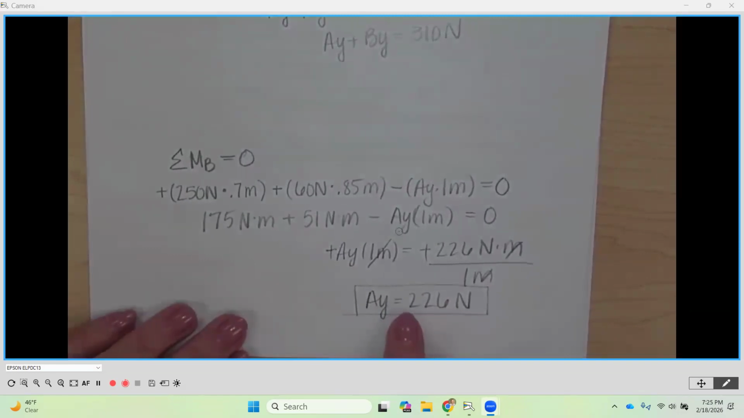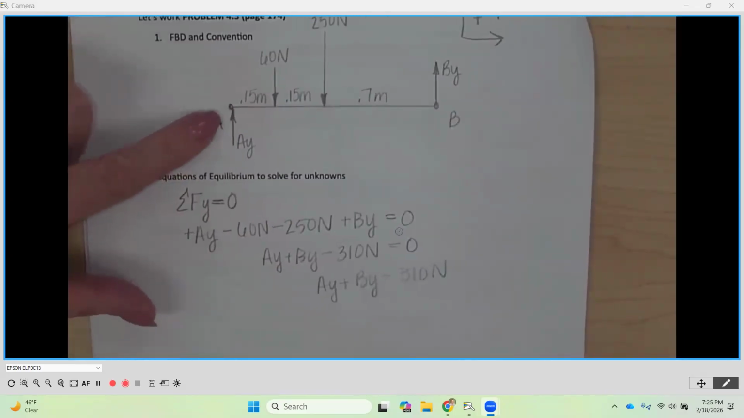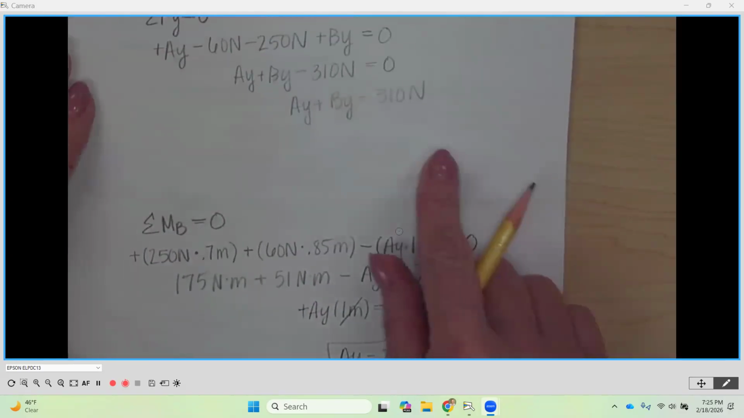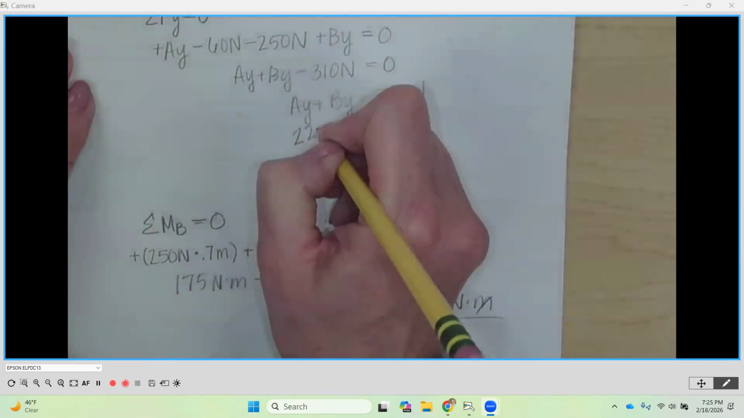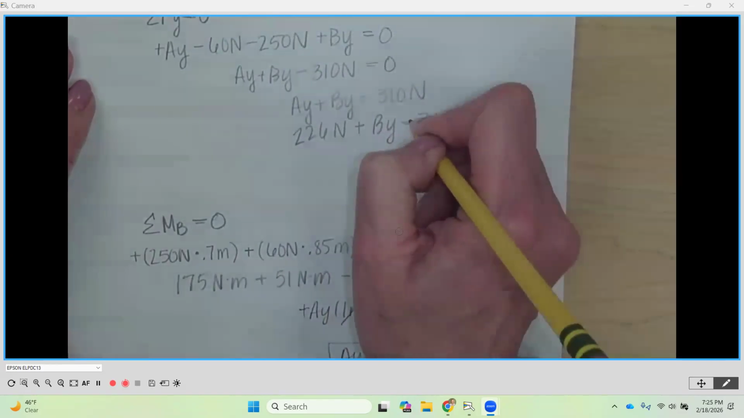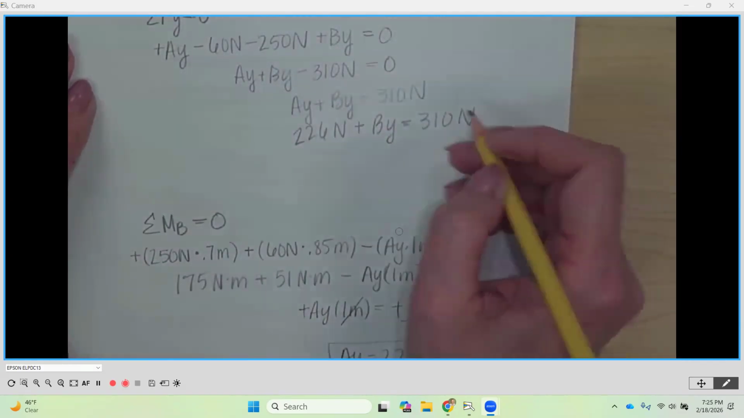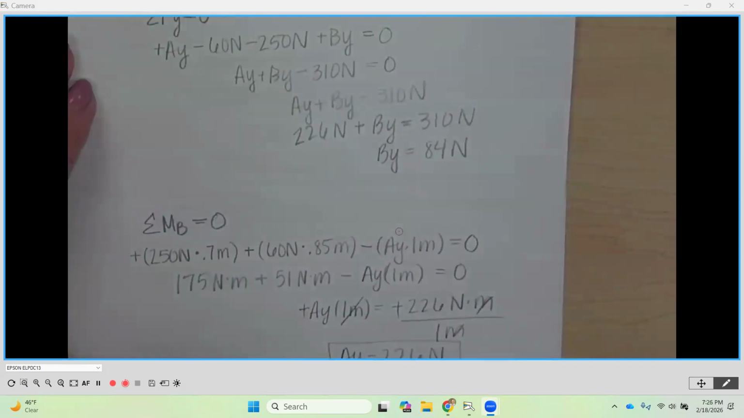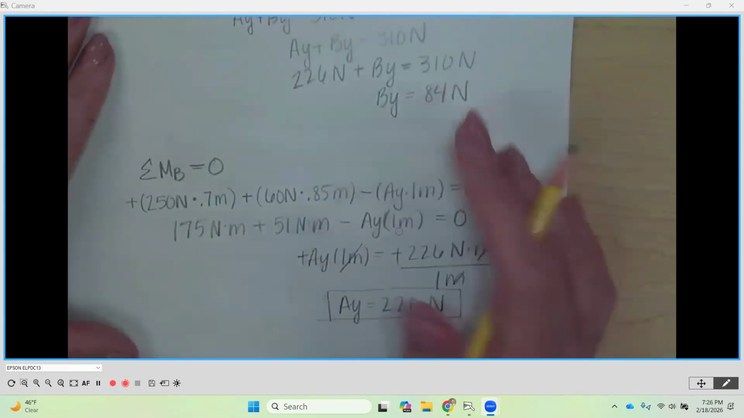Now that I have AY, and I know it's 226 and I got a positive number, that means the direction going up was confirmed to be the correct direction. Now I can take this and put it up in this equation here. I'm going to say, all right, my AY is 226 newtons plus BY is equal to 310 newtons. If I put the 226 on the other side, my BY should be 84 newtons, right? And it's a positive value, so the direction of BY was assumed correctly.